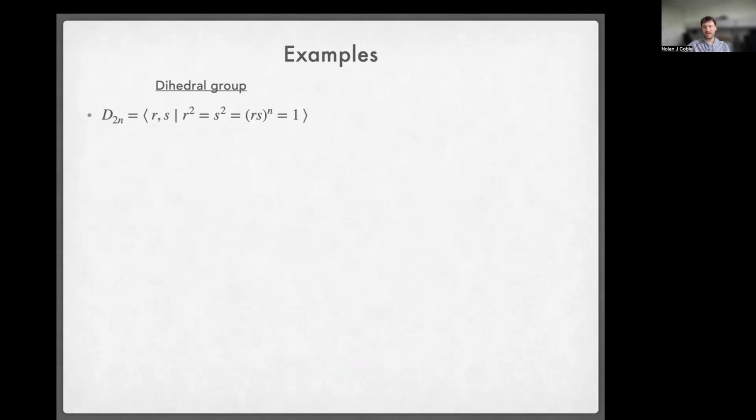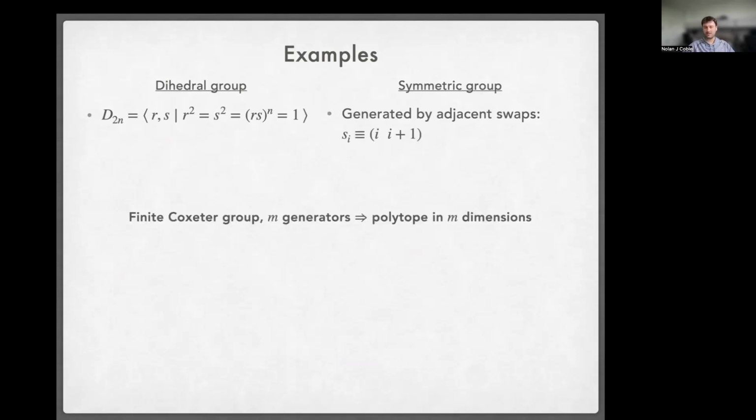What are examples of Coxeter groups? The two most familiar are going to be the dihedral group, where I have two reflection operators separated by some angle, and their product is a rotation of order n. And then the symmetric group, which is generated by adjacent swaps. You can check that both of these satisfy the conditions that I put on the last page for a Coxeter group.